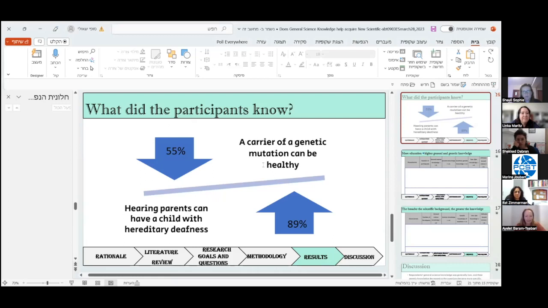We can see that although people said that a carrier of genetic mutation can be healthy, when we asked specifically about hearing, they couldn't say well enough that hearing parents could have a child with hereditary deafness. It seems that they need to have more knowledge, more specific science understanding, to get the right answers when talking about specific questions concerning their life, their decision making.